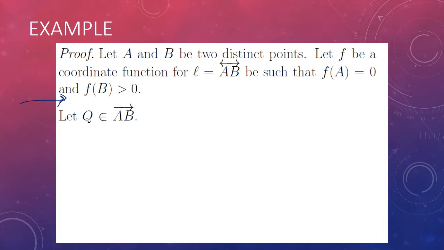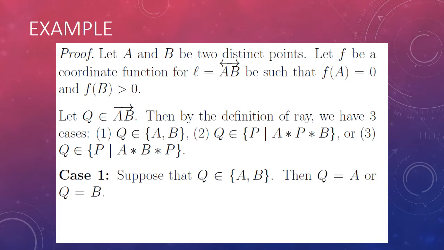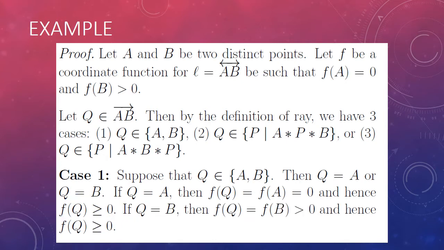But anyway, we'll start with Q in the ray AB and show that it's in the other set. Here you can see we use the definition of ray to tell us the three cases we have, and then we move into each case. So again, we suppose that Q is in the ray AB, then Q is A or Q is B, or Q is between them, and then we handle the two short cases in the paragraph itself. If Q is equal to A, then f of Q equals f of A, which is equal to 0, and hence you get f of Q greater than or equal to 0. This is nice to end with, because that was the conclusion we need in this case. And you do the same thing for Q equals B.